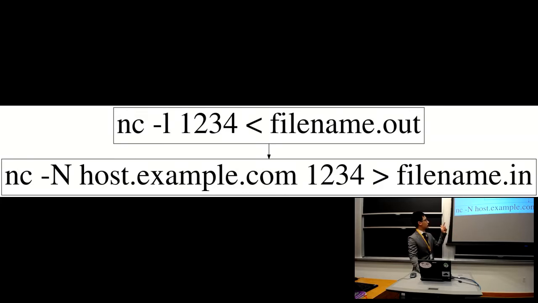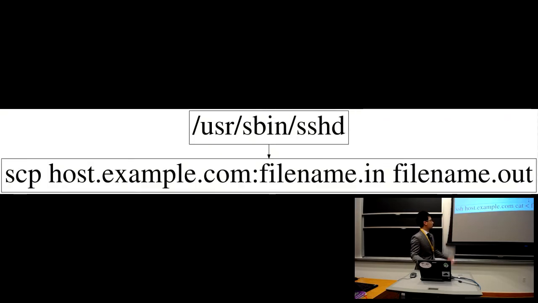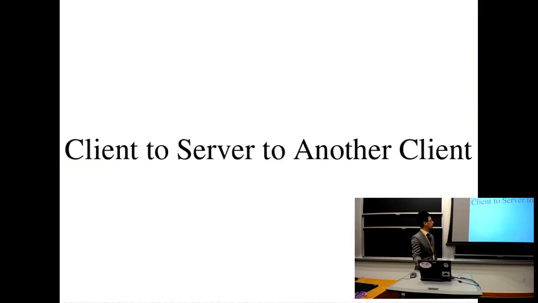So here the top one is the client. It's listening on a port, UDP, I guess, I don't really understand this stuff. One's listening and one's connecting, and then the file gets sent. And here it's the same thing. In all these cases, the client is telling the server, I want to get a file from you.